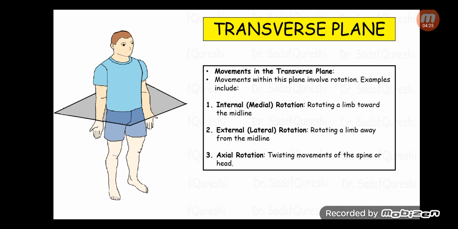Now let's talk about the movements that are possible in the transverse plane. These are the movements that involve rotation. Examples include internal rotation or medial rotation, that is rotating a limb towards the midline. Then we have external rotation or lateral rotation, that is rotating the limb away from the midline. Then we have axial rotation, that is twisting movement of the spine or head.